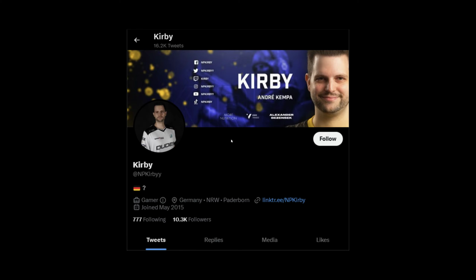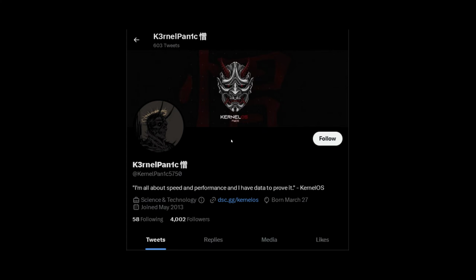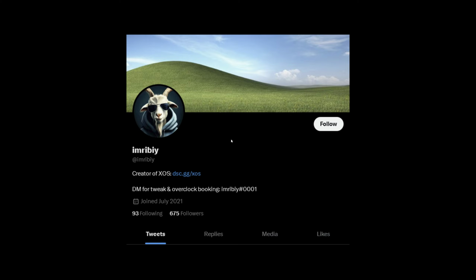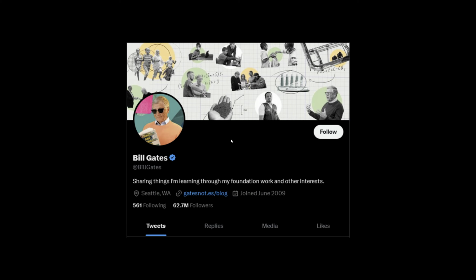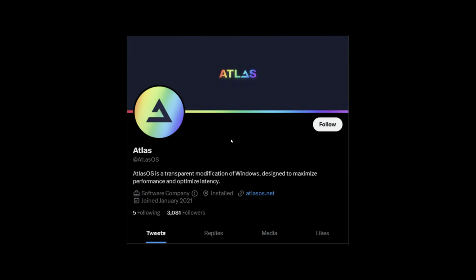So Fox OS is the first, then Kirby OS, Kernel OS, and then Ribby or XOS. This one is actually kind of hard to find, so this is why I included these different links to them, because this is his Discord, which is where you can find the download for it. Other than that, it was pretty hard to find because it's not exactly the most popular one. And then Bill Gates for Windows Stock needs no introduction.